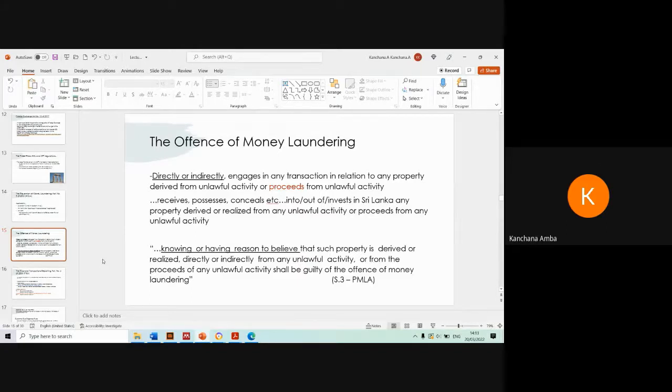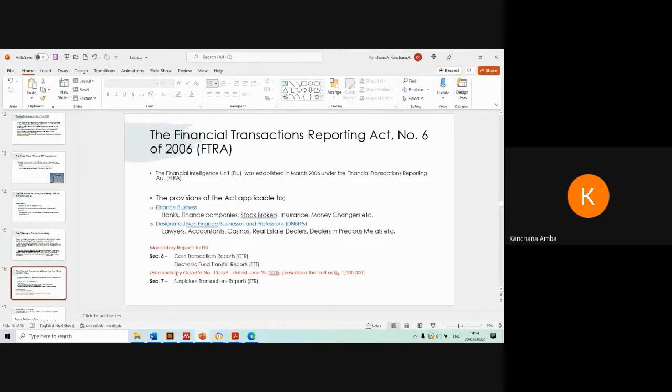And then the other one is knowing or having reason to believe that such property is derived or realized from an unlawful activity or from the proceeds shall be guilty of the offense of money laundering. So even knowledge, if you already know that it is from an unlawful activity, then you're guilty of the offense of money laundering, right? Now, the banks get caught in this Financial Transaction Reporting Act, and banks and finance companies and stockbrokers, anywhere where money gets moved, and then there are designated non-finance businesses and professions as well, right? Lawyers, accountants. So everyone has a responsibility to make sure that they prevent money laundering and terrorist financing, right?